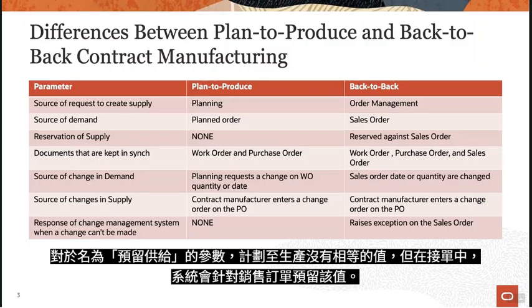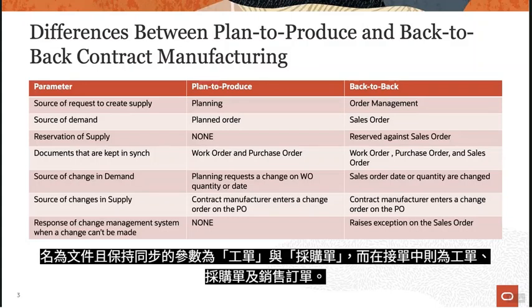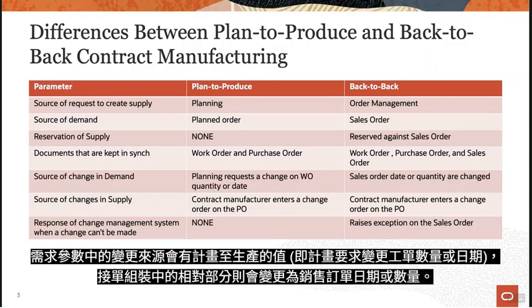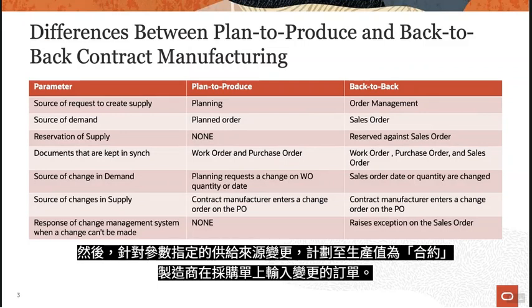For the parameter named documents that are kept in sync, the plan to produce value is work order and purchase order, whereas in back-to-back it's work order, purchase order, and sales order. The source of change in demand parameter would have a value for plan to produce, which would be planning request a change on work order quantity or date, and the counterpart in back-to-back would be sales order date or quantity are changed.